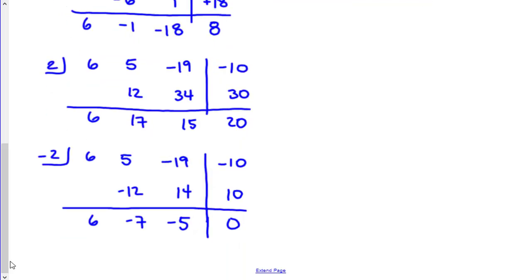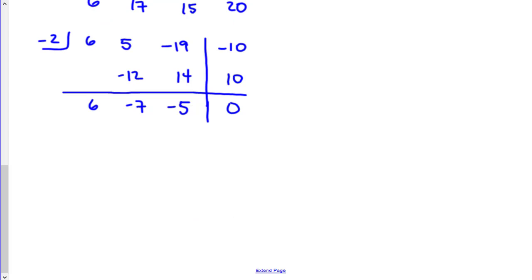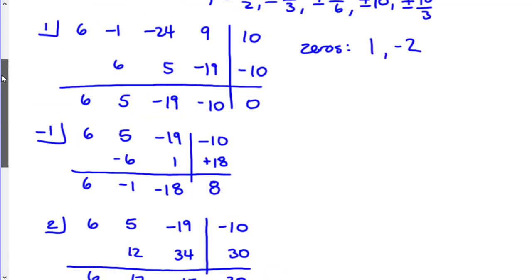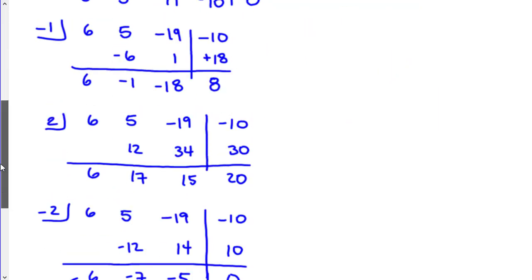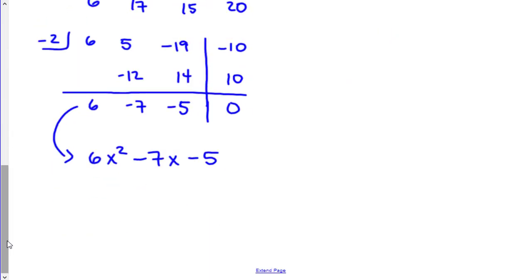And here's the thing about this: this is now a polynomial 6x squared minus 7x minus 5. And its zeros, if it has rational zeros, are going to be contained in this list. I really don't want to go through and continue this list, and I don't have to because this is a quadratic, and I know how to factor quadratics. So I'm just going to try and factor this thing. So let's see what happens.